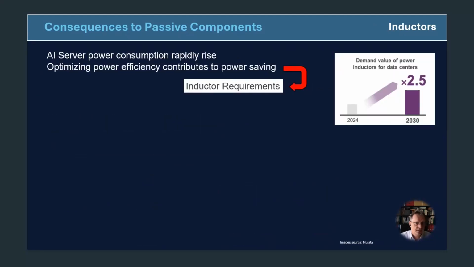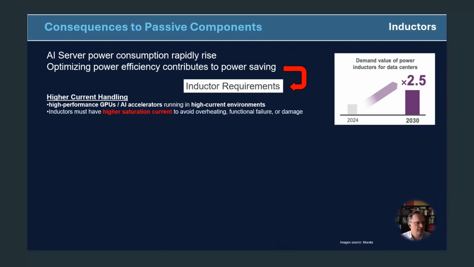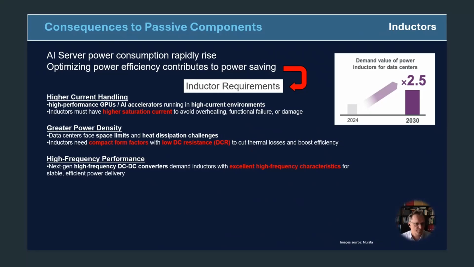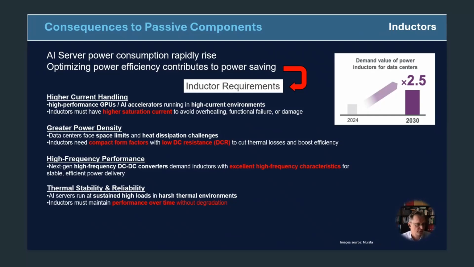On the side of inductors, there is also a forecast that the demand value for power inductors for data centers will increase 2.5 times by 2030. So what are the inductor requirements? Of course higher current handling, which translates to a higher saturation current needed. Greater power density, you need compact form factors, low parasitics, low DC resistance, high frequency performance, excellent high frequency characteristics, and high thermostability over time without degradation.